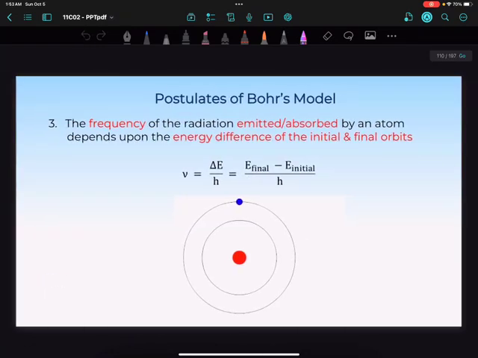What is the third postulate of the Bohr's model? It says that the frequency of the radiation emitted or absorbed by an atom depends upon the energy difference between the initial and the final states. That is, we know that the frequency is equal to the change in energy, final minus initial, divided by Planck's constant.